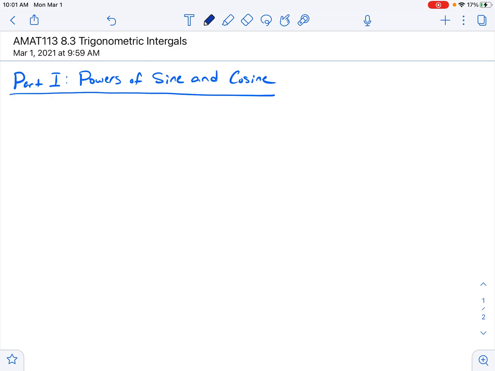In the first part, we're going to look at powers of sine and cosine. No better way than to just jump into some examples. Suppose we want to find the integral of sine squared x dx. Well, this ties directly into integration by parts, and that's what we're going to use. Substitution is not going to help us here. If you let u be sine, du would have a cosine in it, and that just doesn't help us here.